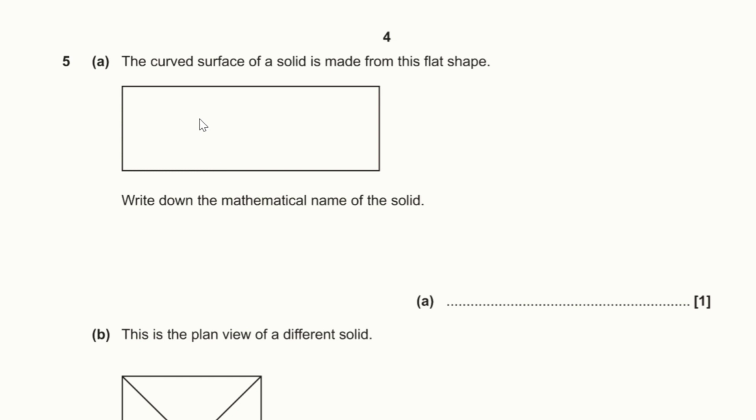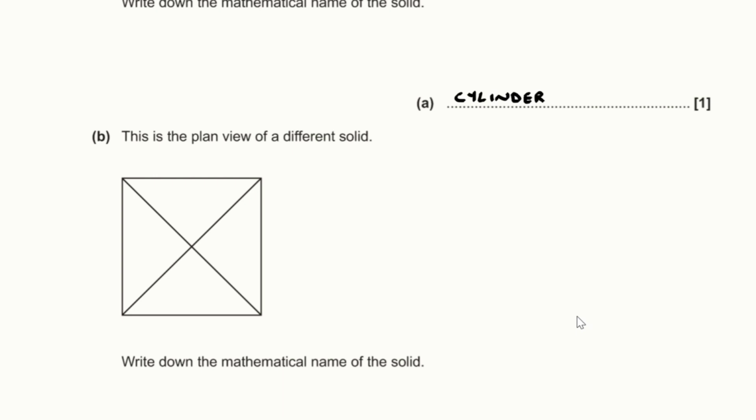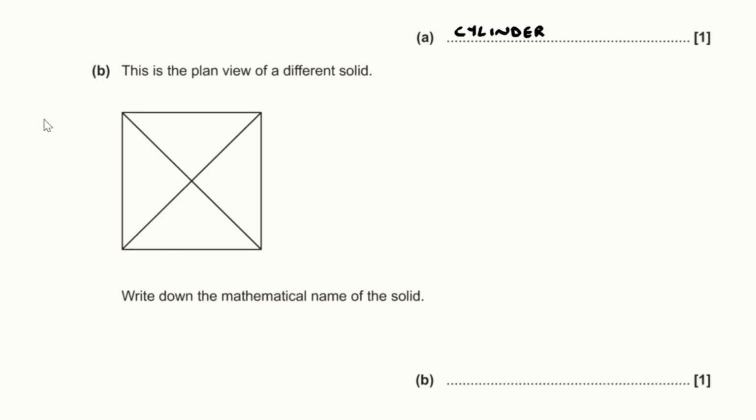Question number 5. For part A, the curved surface of a solid is made from this flat shape. For part A, we have to write down the mathematical name of the solid. Well, we've got a curved surface, and so here we have a cylinder. Next, for part B, this is a plan view of a different solid. We have to write down the mathematical name of this solid. Well, this will be a square-based pyramid.